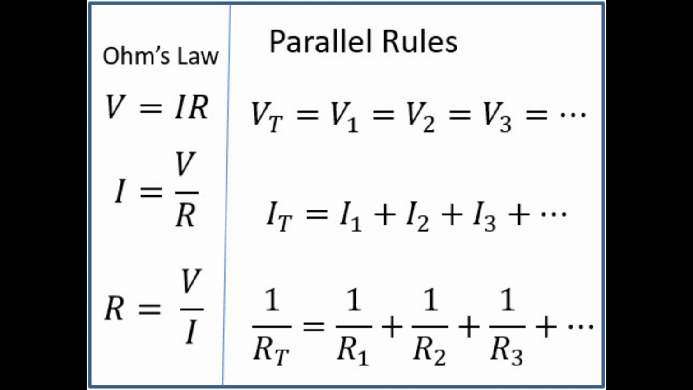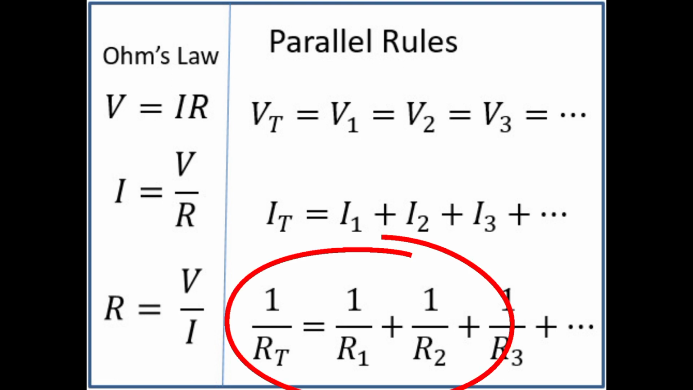The total resistance in a parallel circuit is the sum of the reciprocals of each resistance. The total resistance formula is 1 upon RT is equal to 1 upon R1 plus 1 upon R2 plus 1 upon R3.